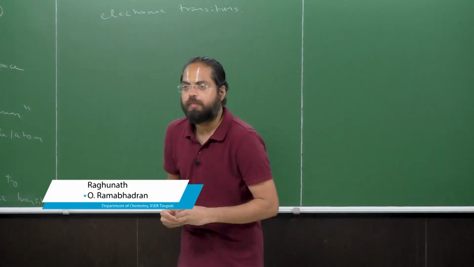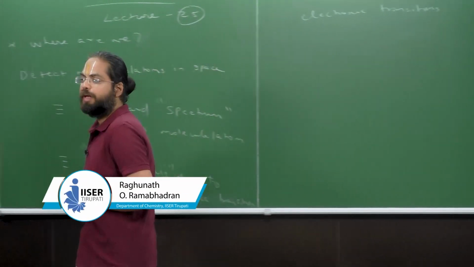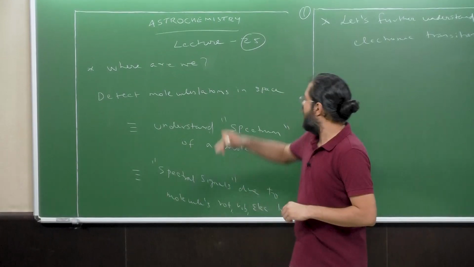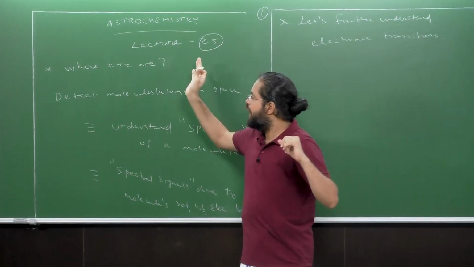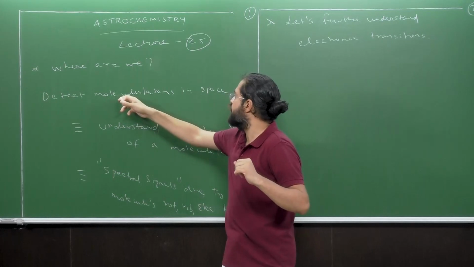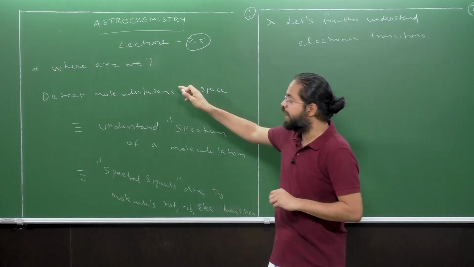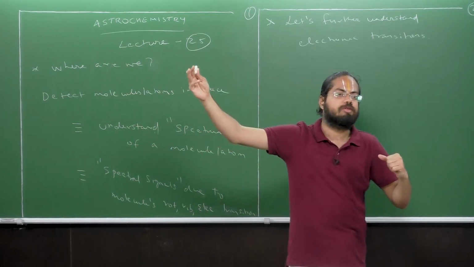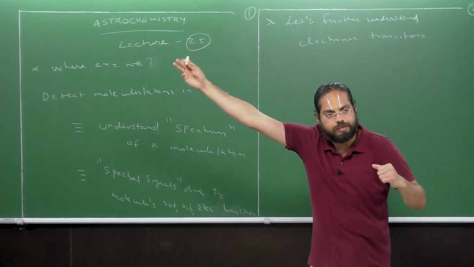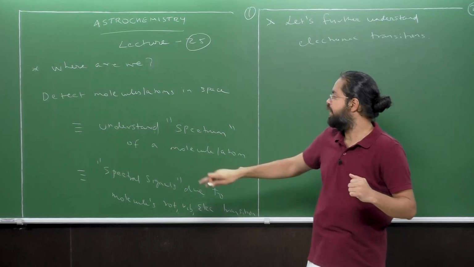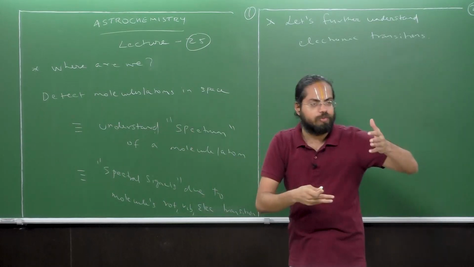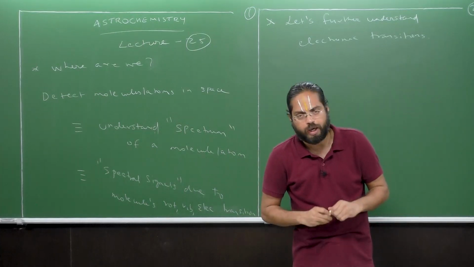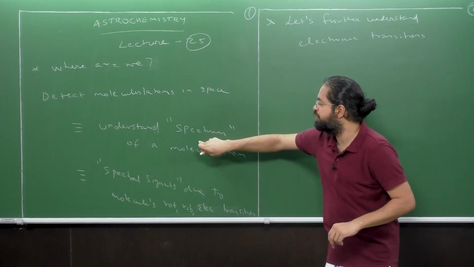Hello all. So welcome to Astrochemistry, and this is lecture 25. So where are we in this course at this stage? As of lecture 22, we had discussed how to detect molecules or atoms in space. We started off with that, and as part of that, we were discussing that we need to get light from a star. The light from the star contains information about the molecules present in the star with which it had interacted. Based on that, we would get the spectral signals, and we would compare with the spectral signals present on Earth. For that, we need to understand the spectrum of a molecule.